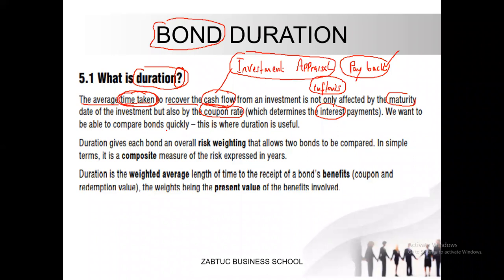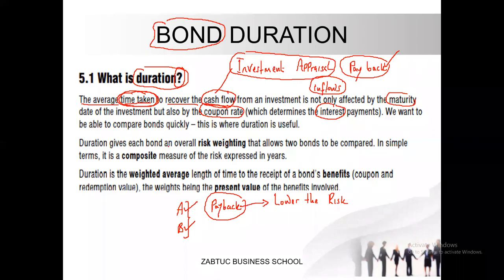We want to be able to compare bonds quickly. So bond A and bond B. We want a method of comparing these. Should I go into bond A or bond B? One of the things to look at is the payback. So I want to compare which bond pays back early of these two. That is where the duration comes in. And you know that payback is a measure of risk, isn't it? The shorter the payback, the lower the risk. Those investments which pay back early, it means that the risk disappears.